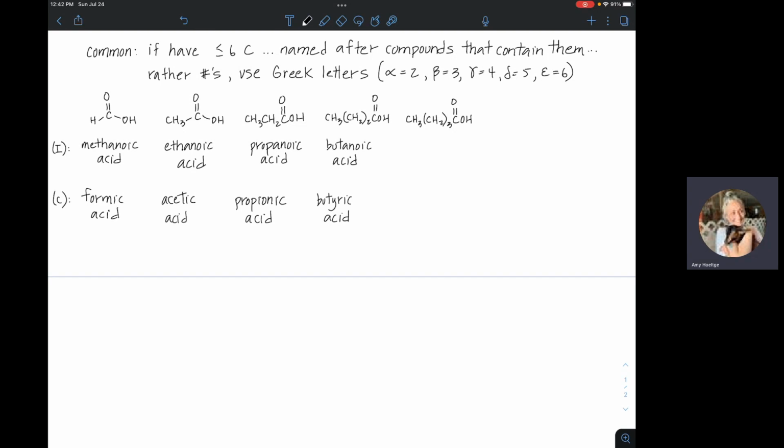This next one has 5 carbons, right? So we've got a pentane derivative there, so it's pentanoic acid. This one's kind of cool. So this one is named after valerian root because pentanoic acid is found in valerian root. It's used for people if they have trouble sleeping. It's one of those natural remedies, right? So we call this valeric acid.